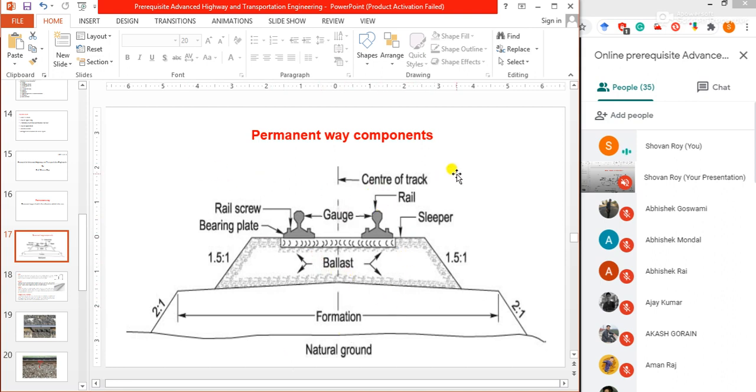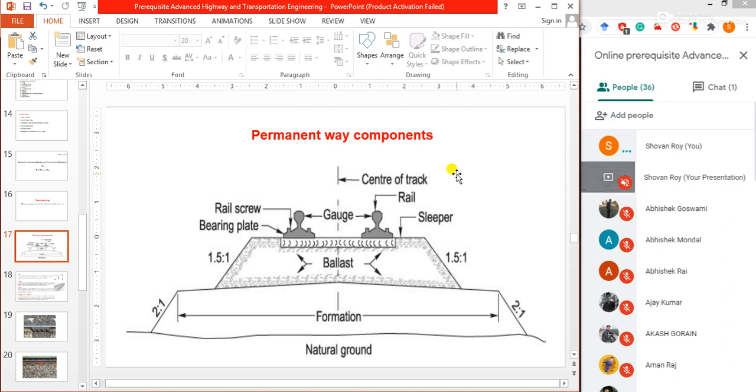This is the first question in core railway engineering: what are the components of permanent way? Or you may be asked to draw this figure. So you can draw it if you have a pen or copy with you. Otherwise, I will give it to you.